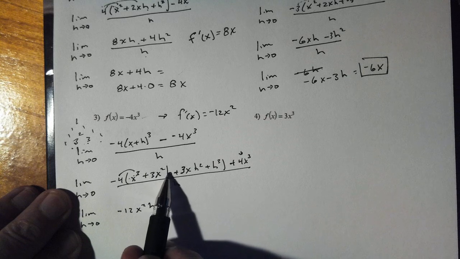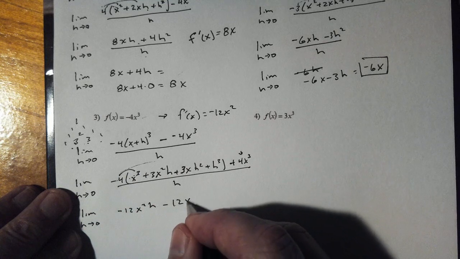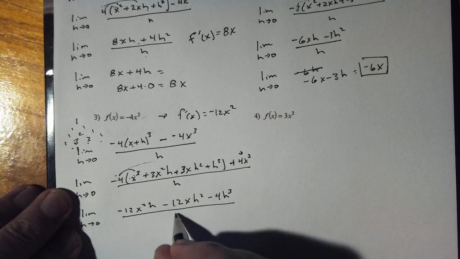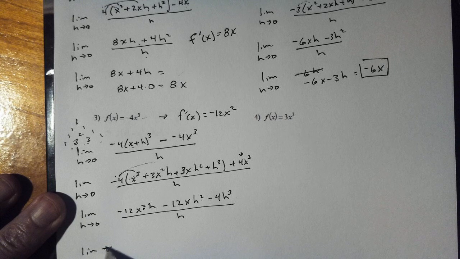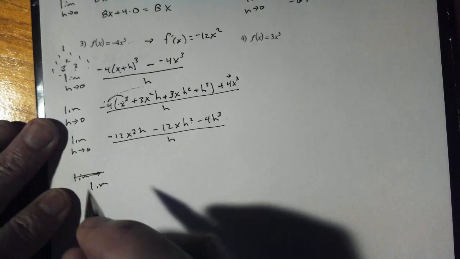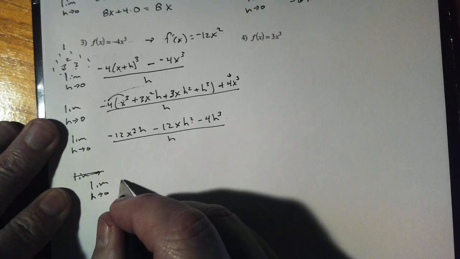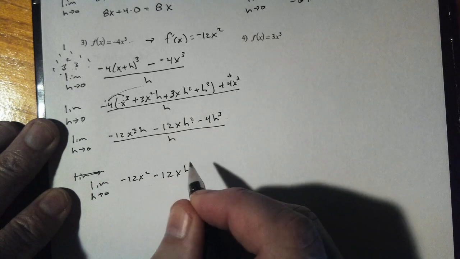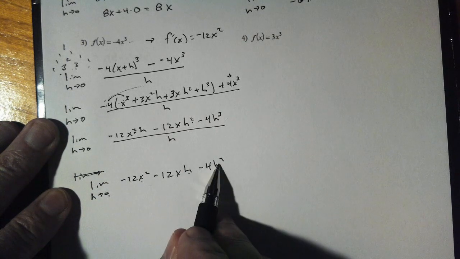I get -12x squared h minus 12xh squareds and minus 4 h cubes on h's, and now every term has an h, and that should always happen for us. So that's the limit. Try again. The limit as h approaches 0, let's reduce an h, and I get negative 12x squared minus 12x single h minus 4h squared, and now put 0 in. This goes away, this goes away.